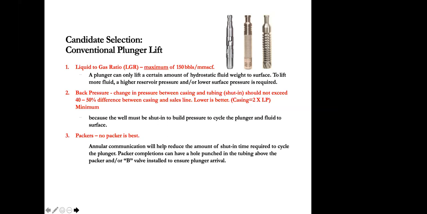If it does have a packer, it's not an end game. You can run plungers in packered wells.